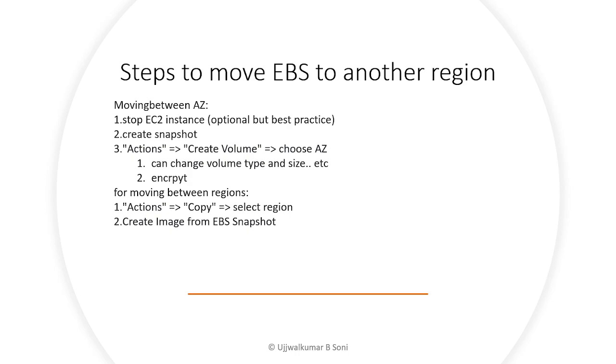So from the actions, you can select the copy option. You can select the region, and the next is you can create an image from that EBS snapshot. So I will walk you through from the hands-on session, and I will explain each step.